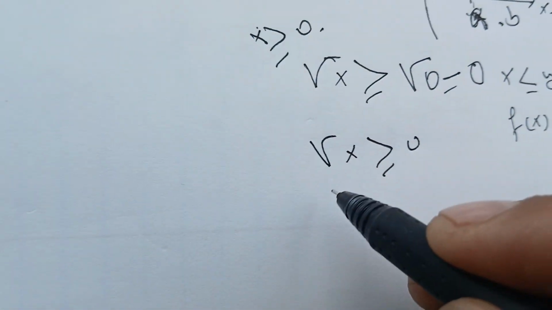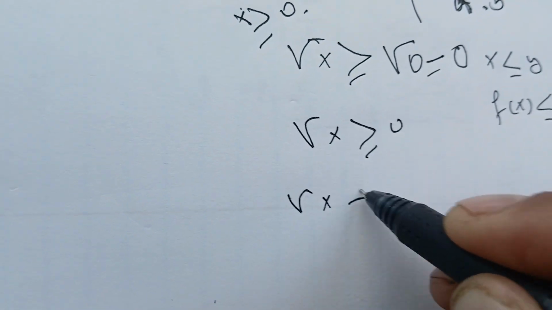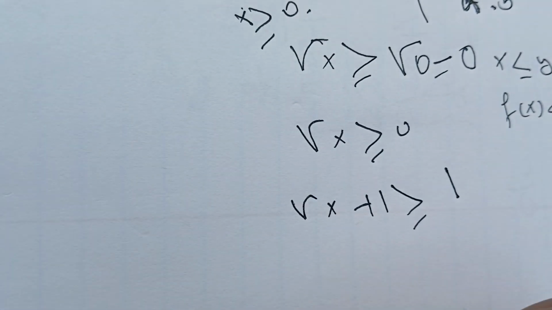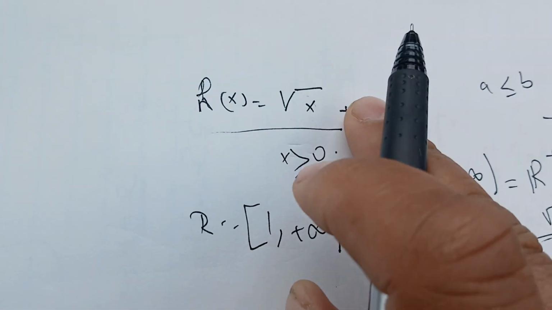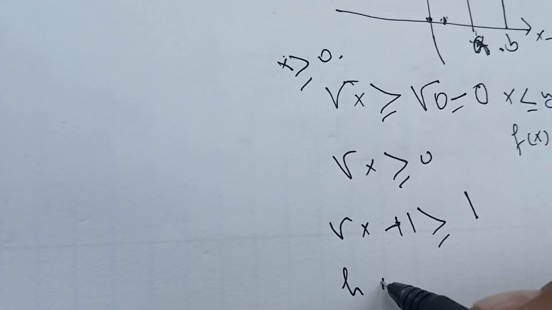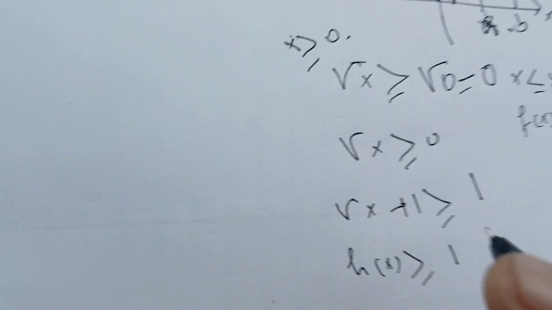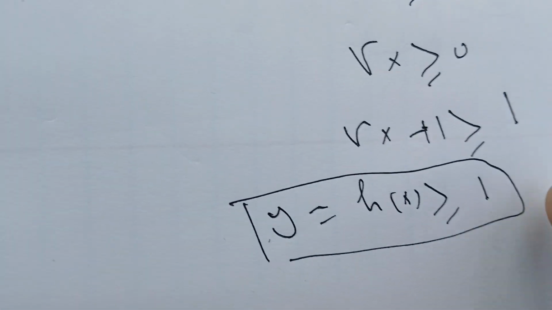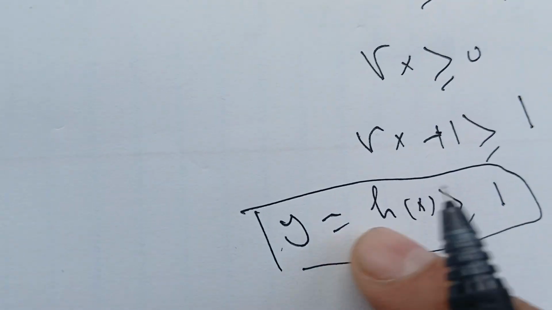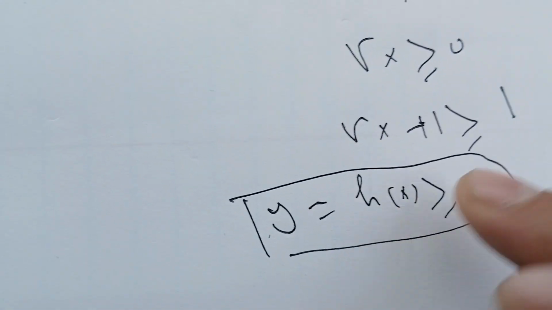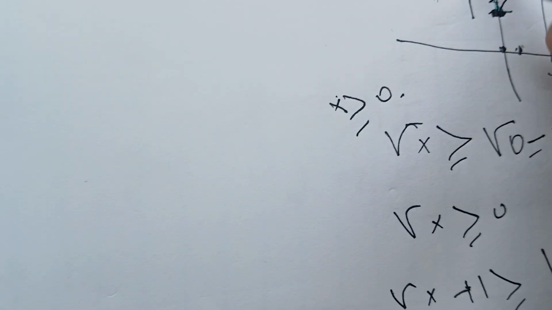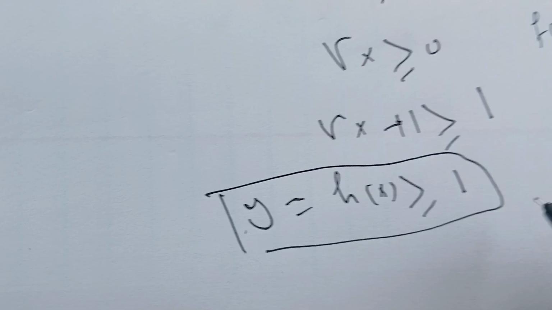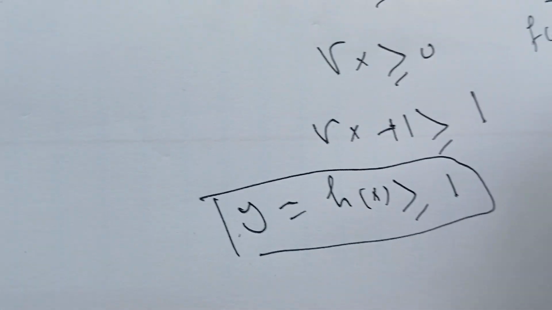Now we add 1 to both sides to get the square root of x plus 1 is at least 1. Our function h of x is the square root of x plus 1, so here we have h of x is at least 1. And h of x is just y, so y is at least 1. That means the set of values for y is at least 1. Graphically, the y values are at least 1. So that means our range is 1 to plus infinity.